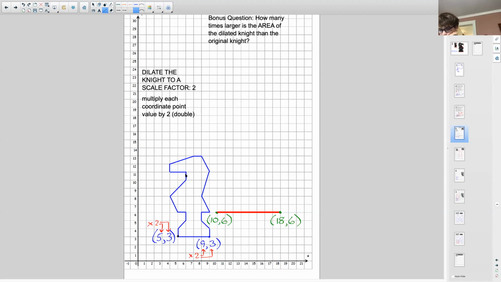Now, you're going to go to page 6, and everybody right now locate point 5-3. Take your pencil and put it on point 5-3. Does everybody have it there?